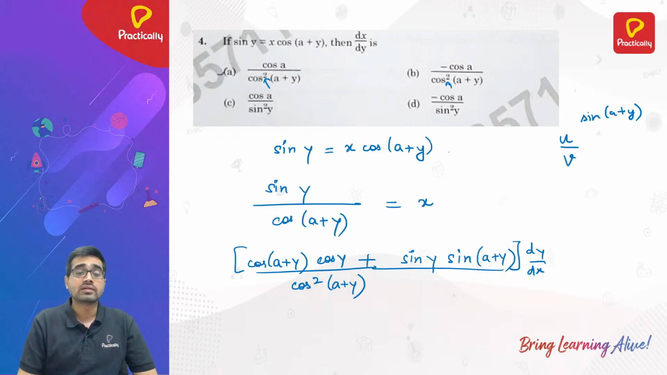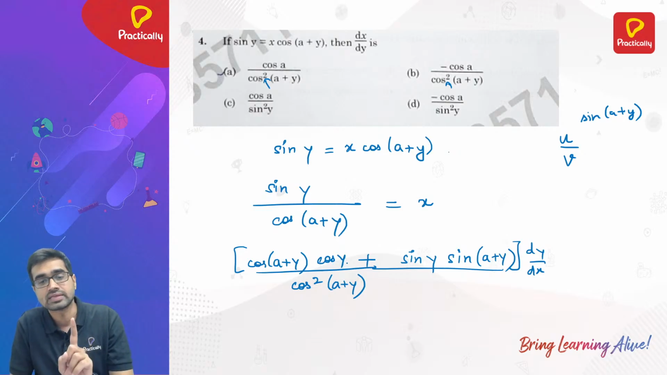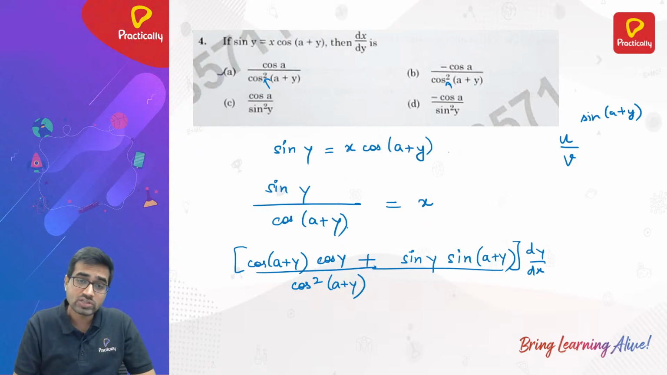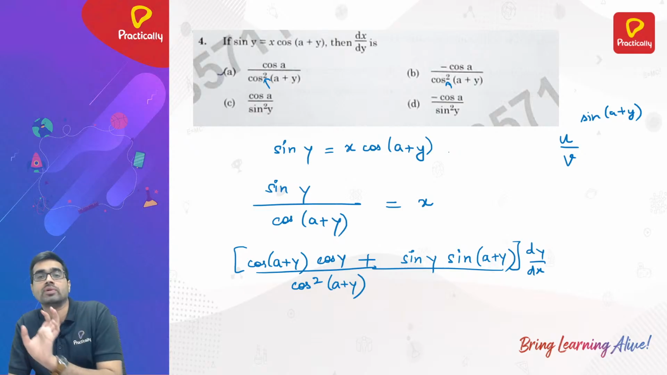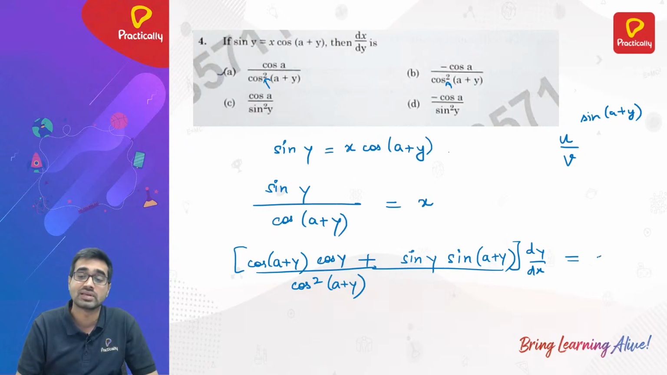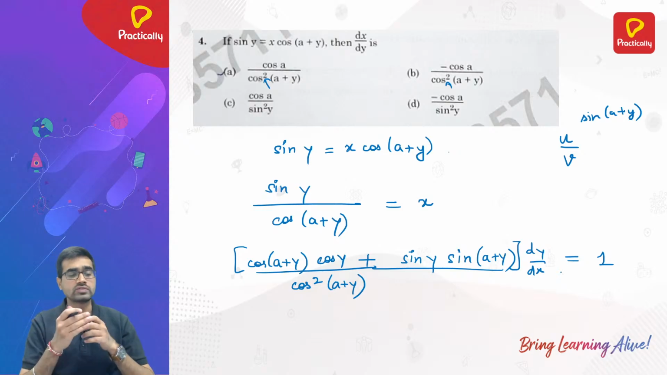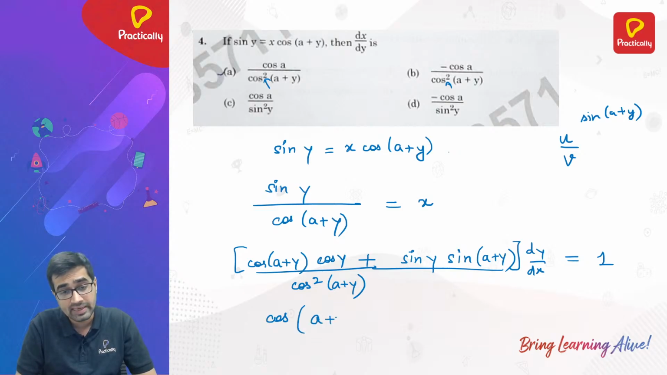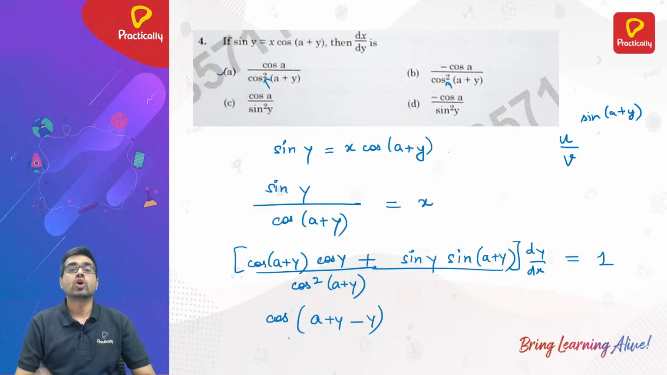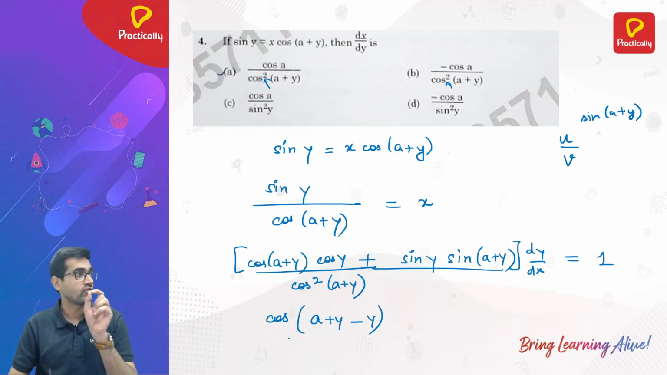When I write the denominator times derivative of numerator, I get a dy by dx, which I didn't write. Here also when I differentiate (a plus y), I will get a dy by dx. I took the dy by dx common just to save one step. And this is because we are differentiating with respect to x, so we will get 1. Now you can see this is cos a cos b plus sin a sin b. What is cos a cos b plus sin a sin b? It is cos(a minus b).